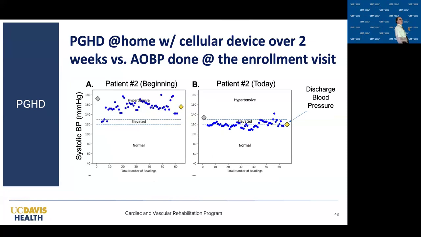In fact, she's just been discharged from the program. More than 50% of her readings are below the line of 120. 120 is not 130, it's 120, which is truly normal. And her average is just 127 or 128. No, I'm sorry, it's 118 here. So we normalized her blood pressure completely on 2 medications.